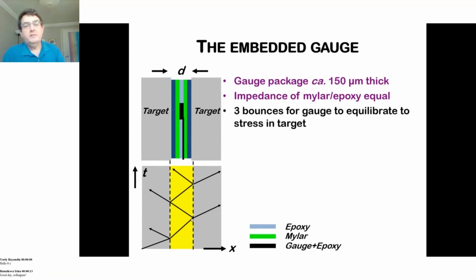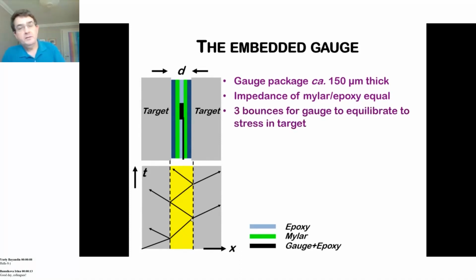3 bounces, as in 3 oscillations of the wave, for the gauge to equilibrate to the stress in the target. Equilibrate in this sense means gets within 95% of the stress in the target. You can tell me there are other smaller waves afterwards and it keeps on ringing for a significant period, but 3 bounces gets you within 95%, and that's a reasonable level to get to.